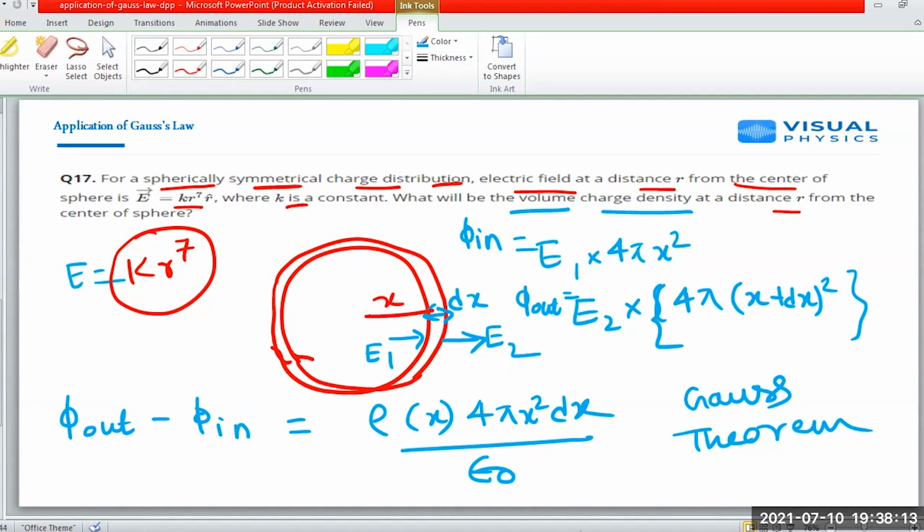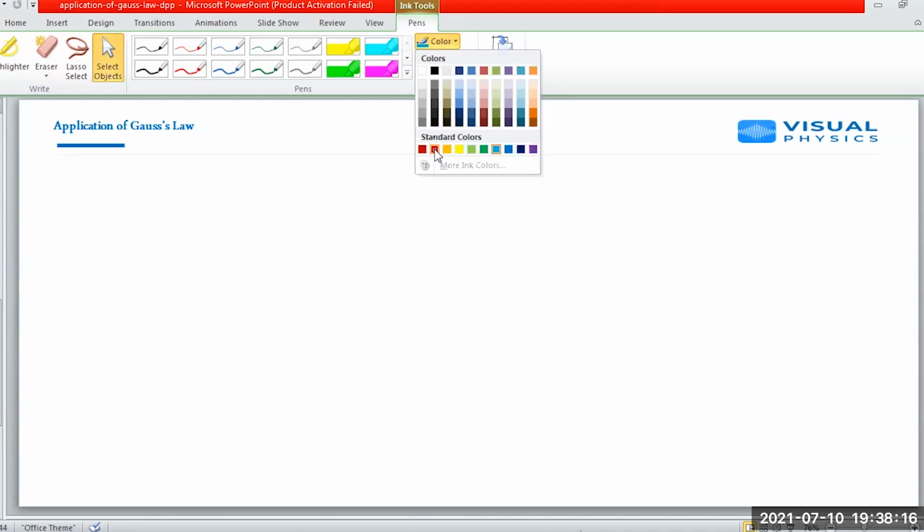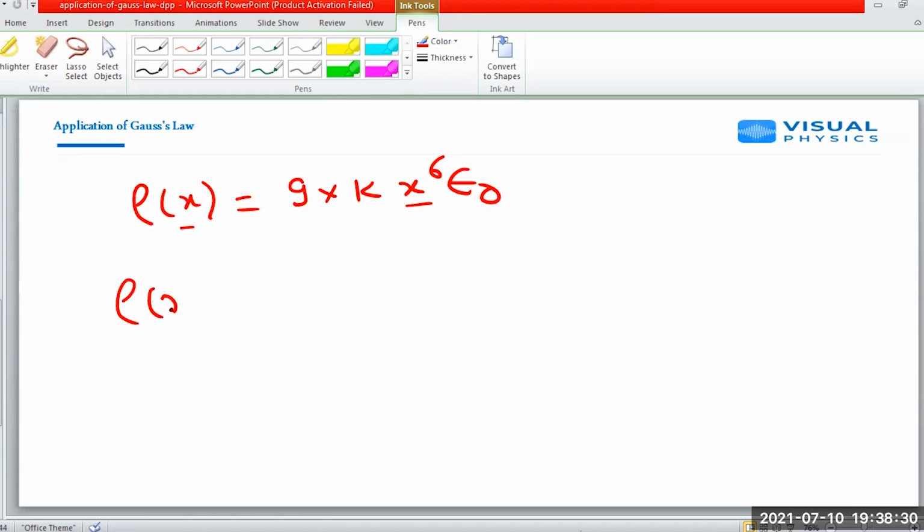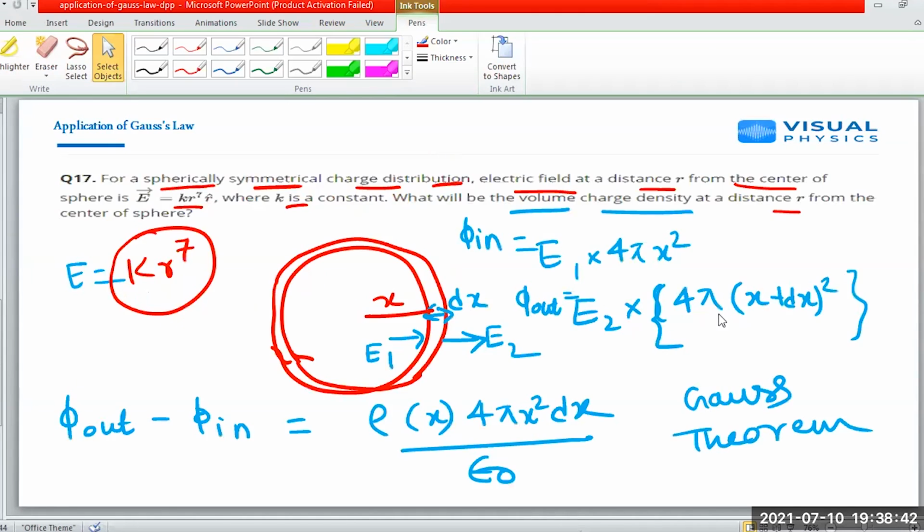So on solving this, some mathematical calculations you have to do. My rho of x will come out to be 9 into k into epsilon naught into x to the power 6. And x was a general variable. If I have to find the distance r, the volume charge density at distance r will be 9k epsilon naught r to the power 6. Pure basic mathematics. You have to calculate, solve, and then cancel the common terms and you will get that. Even though it is looking complicated, it is not. When you multiply that, you will easily get it.